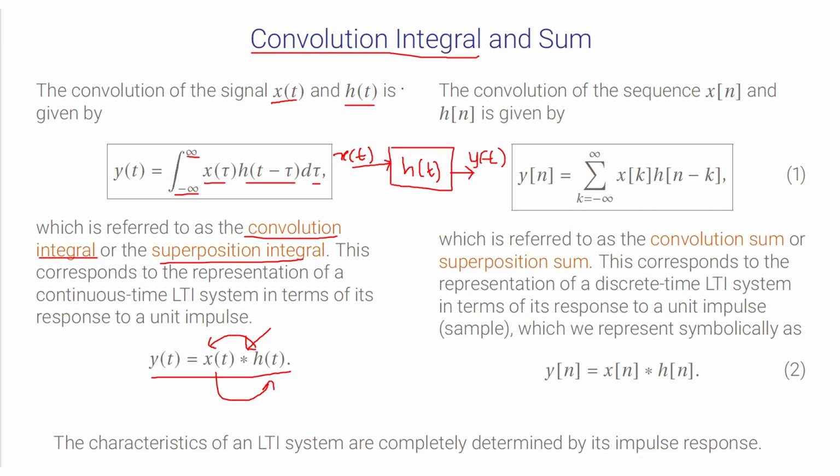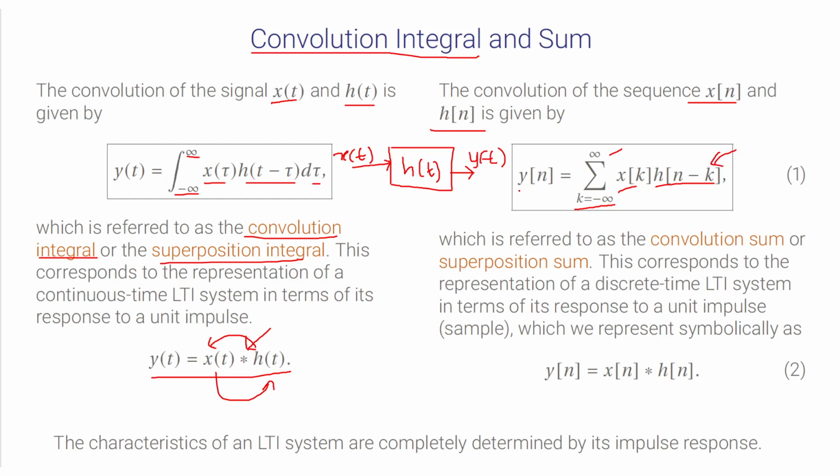So in discrete time, we have a similar relationship. x[n] is the signal, h[n] is the impulse response. So the summation is from minus infinity to infinity of x[k] h[n minus k]. So we sum over k.